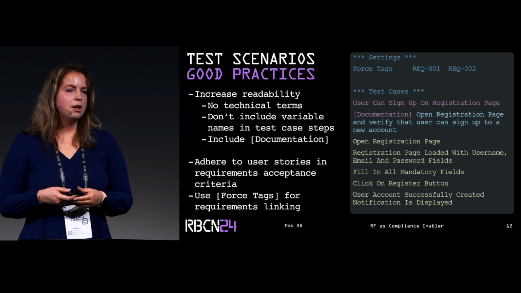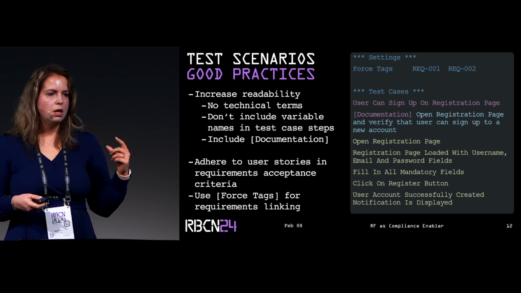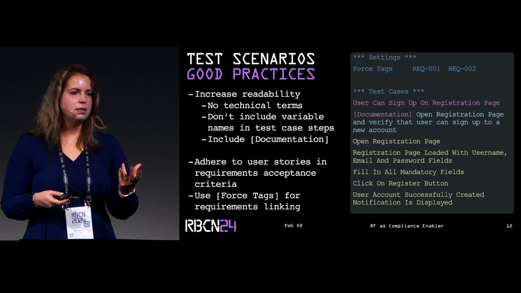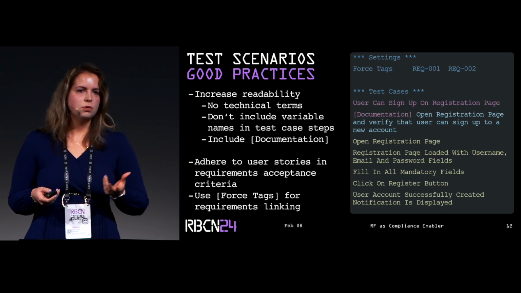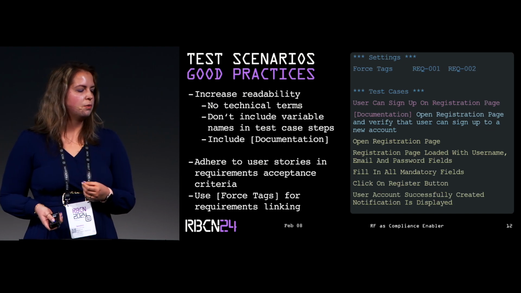Then for the requirements linkage, you can use force tags in the settings section. Those can be IDs of the requirements, or it can be the ID of the Jira story if you are using Jira, and then it will also be embedded in the final report file.